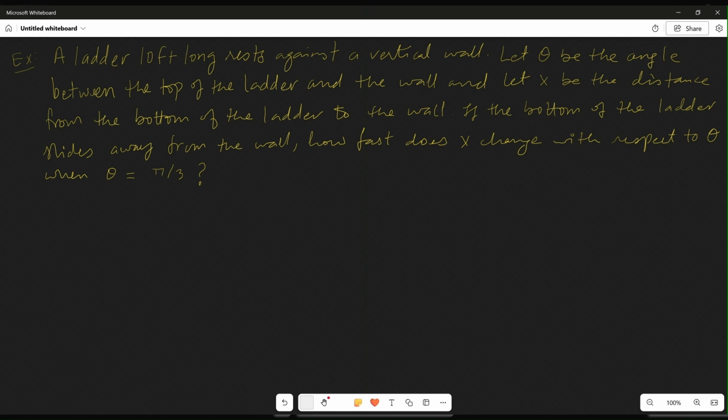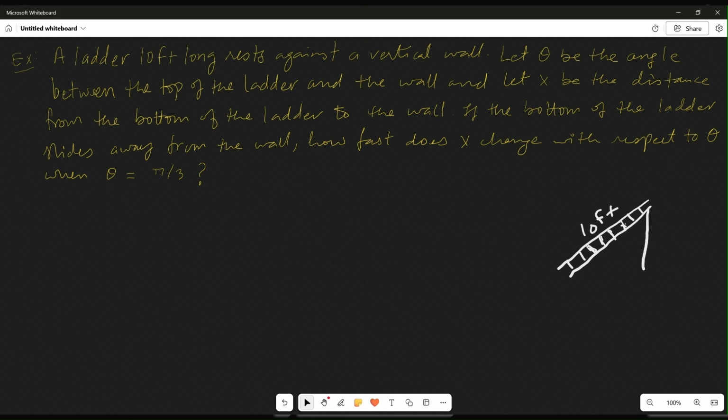The best trick to solve such kind of word problem is to draw what's mentioned here so far. So we have a vertical wall, right? A ladder 10 feet long rests against a vertical wall. So that means we have a ladder resting against the vertical wall. Okay, a person is definitely going to fall if I draw a ladder like this. So we have this 10 feet long ladder resting against a vertical wall.